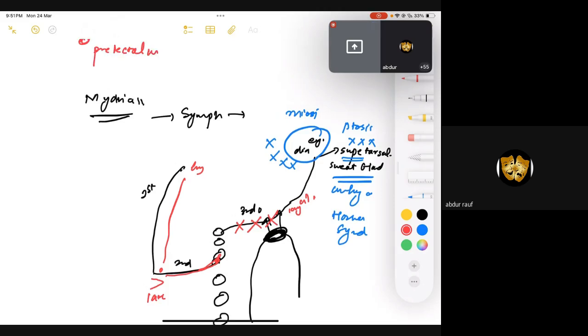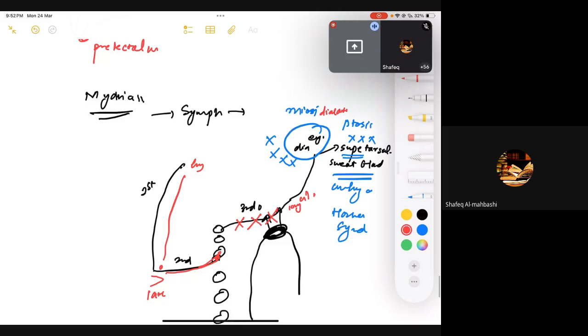For the eye dilation, it would innervate which muscles? The dilator pupillae, right? So it's going to innervate the dilator pupillae. And what else? It's going to innervate the superior tarsal muscle, for example in our upper eyelid. So it would innervate that, and what else? It would also innervate the sweat glands, right?